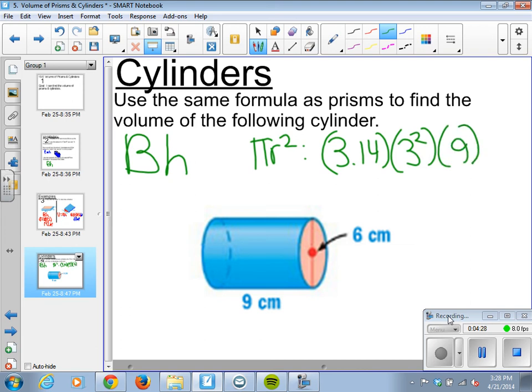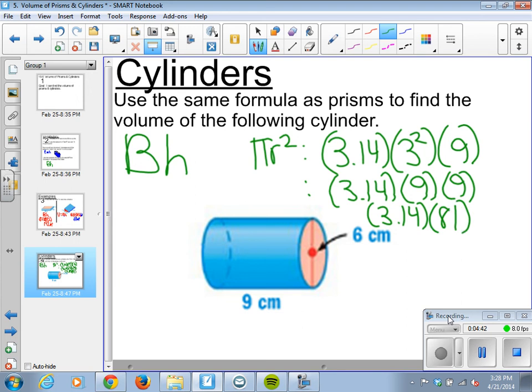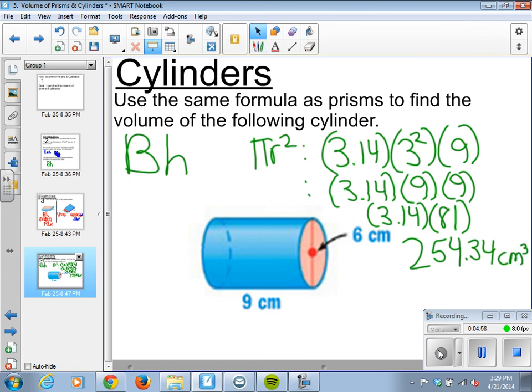We simplify this, and I'll keep this pi here. And we've got 9 for 3 squared, 9 over here. And keep working down, everything we can do mentally. Now I'll pause the video while I grab a calculator and figure out the final answer. Back with our final answer of 254.34 centimeters cubed. This concludes your lesson on volume of prisms and cylinders.